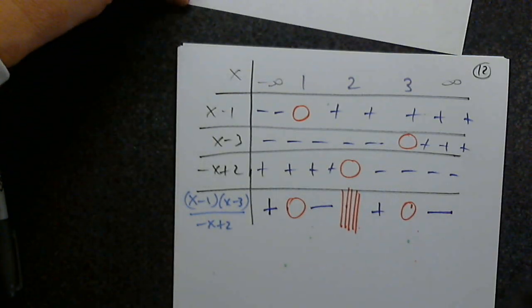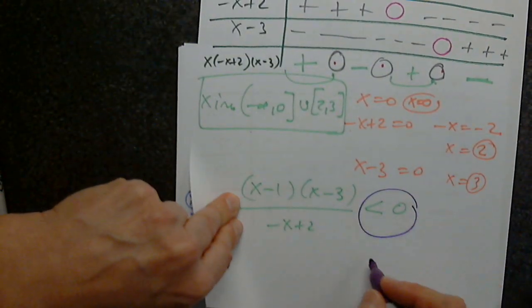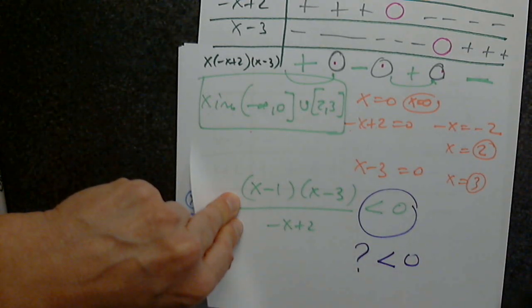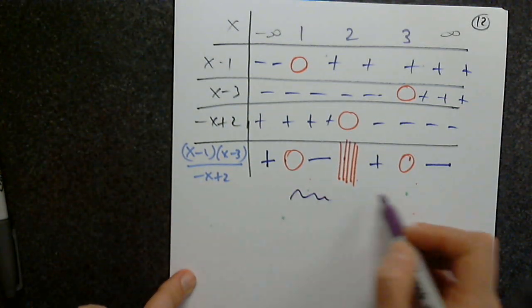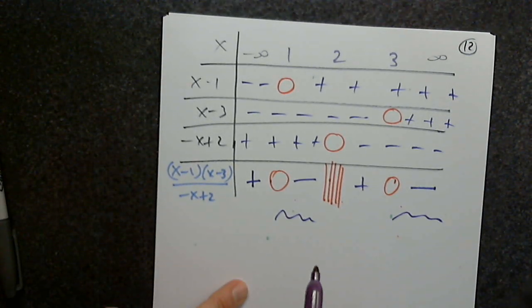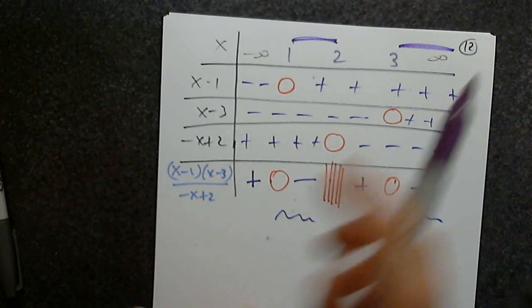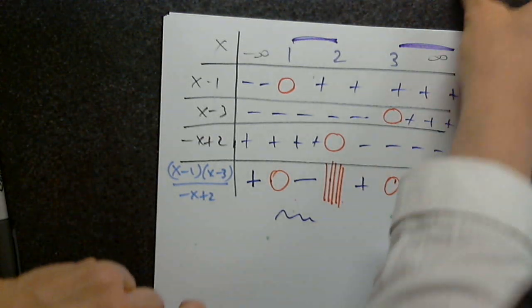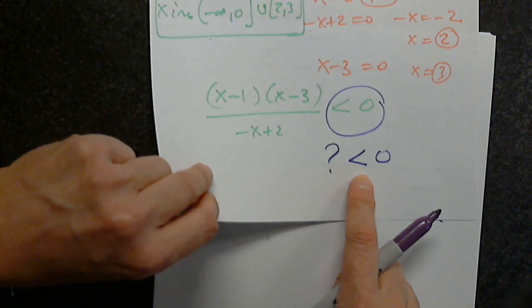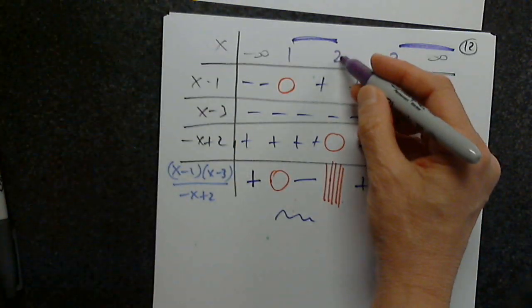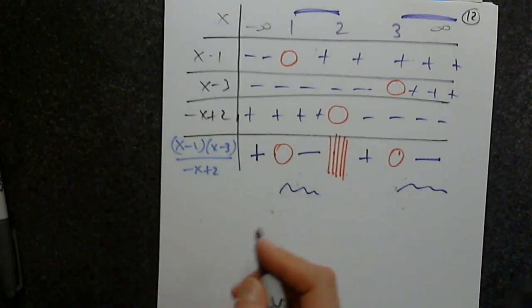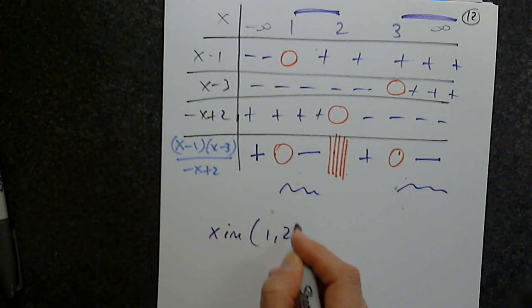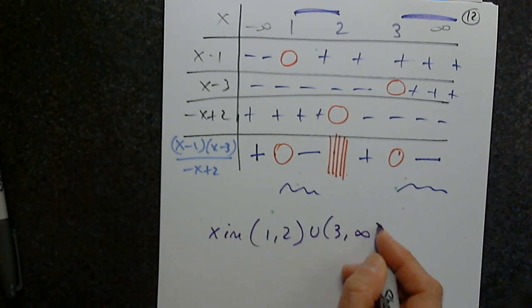Now the moment of truth. What do I want? Which sign is less than 0? I'm looking for positive or negative? Of course. So is this ever negative? Yes. For which x values? Yes, because there is no equal symbol. I cannot ever put a bracket. Secondly, I can never put a bracket no matter what at 2 because it's undefined. So x in the interval 1, 2, union 3, infinity.